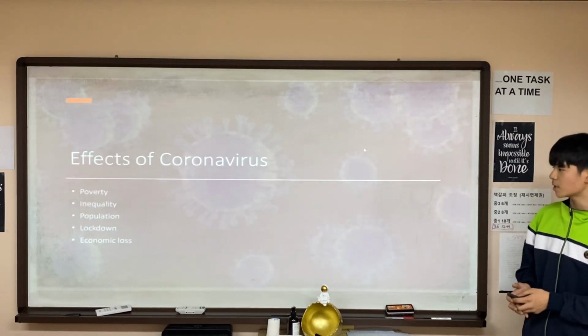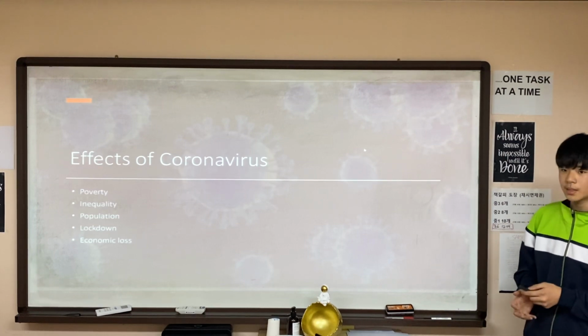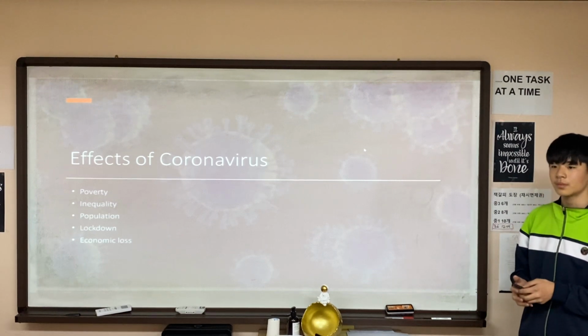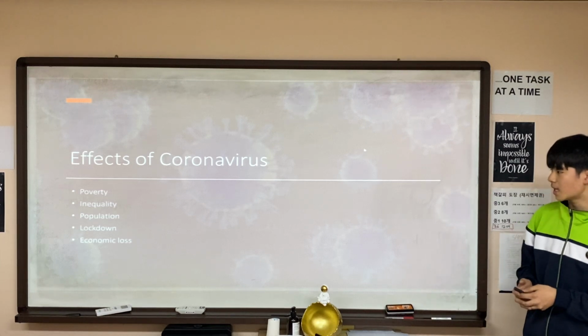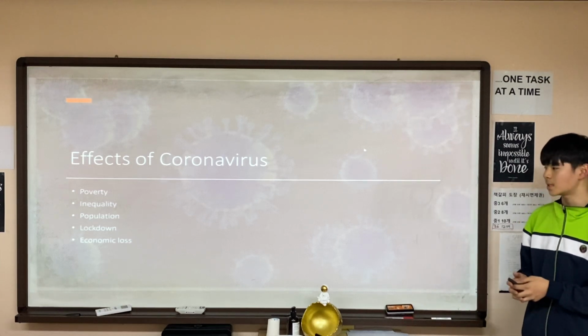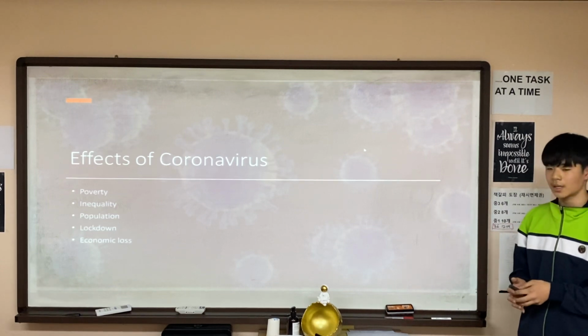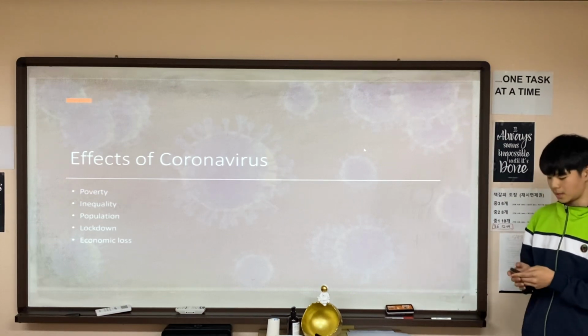And another effect of coronavirus is poverty and inequality. So as the population decreased, there emerged income losses, and that led to inequality. And as for poverty, the one reason is lockdown. So because of lockdown, there emerged a lack of workers, and that led to economic loss and eventually poverty.